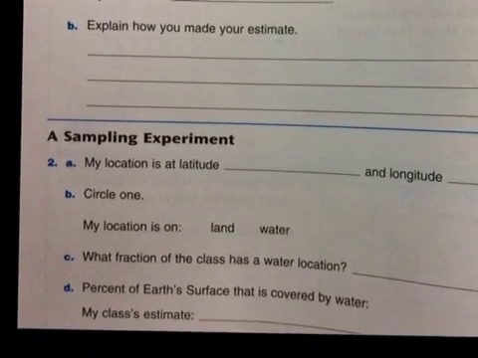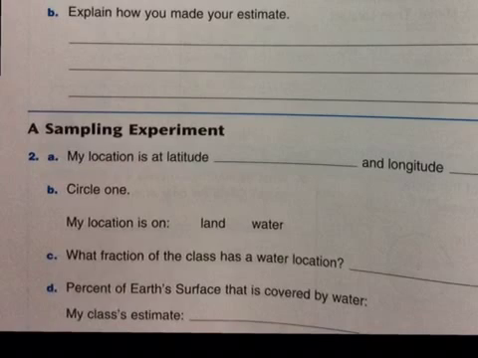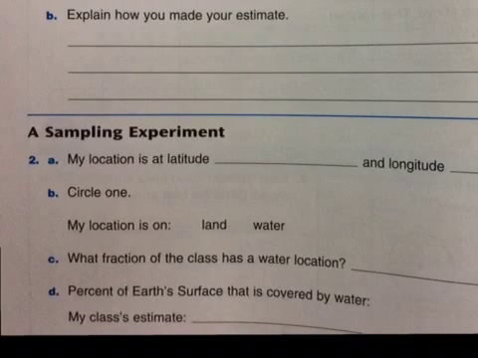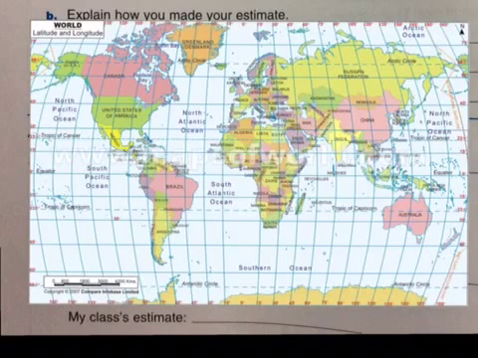Next, we have to write a sample experiment. For example, it's going to ask you what your location is at latitude and longitude. Take a look at this world map. What we're looking at here are the latitude lines. Latitude goes horizontally, okay? And longitude goes vertically, okay?